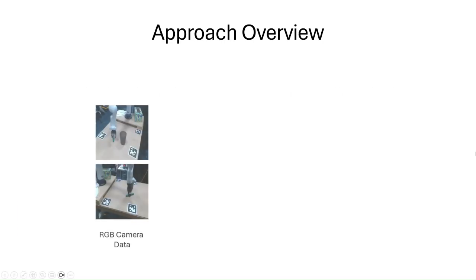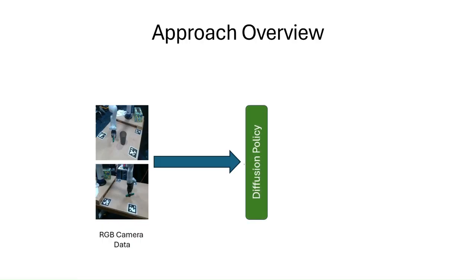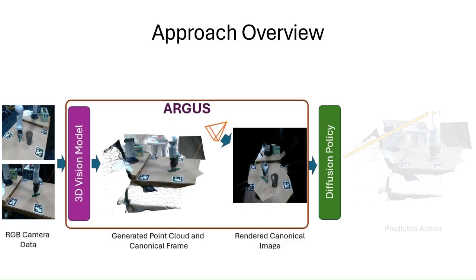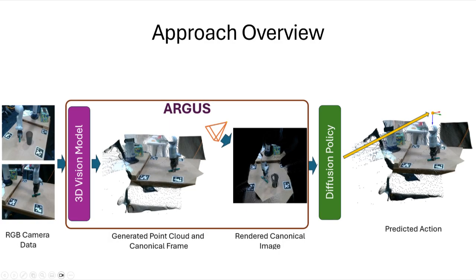Existing robot learning methods typically feed RGB images directly into a visual motor policy. In contrast, ARGUS first processes RGB observations with a large-scale 3D vision model that captures the underlying geometry of the scene in a point cloud, which is then rendered from a canonical viewpoint. This canonical rendering is then passed to a downstream visual motor policy, which predicts the corresponding robot actions.